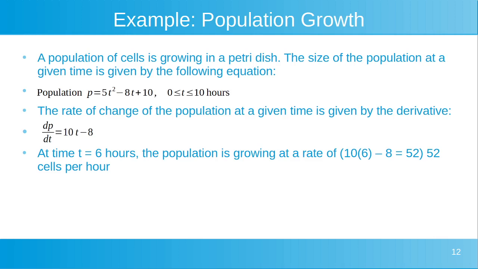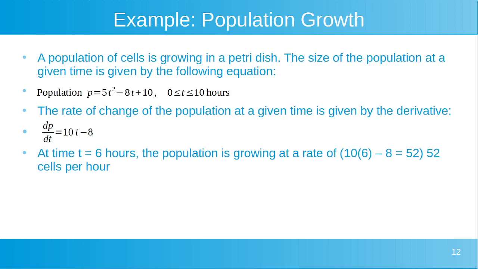So here's our example. Say we were in a science laboratory and we've got a population of cells that's growing in a petri dish. The size of the population at a given time is given by the following equation. The population, represented by a variable p, is equal to 5t squared minus 8t plus 10, where t is the time in hours, and the equation is valid for t ranging between 0 and 10 hours.